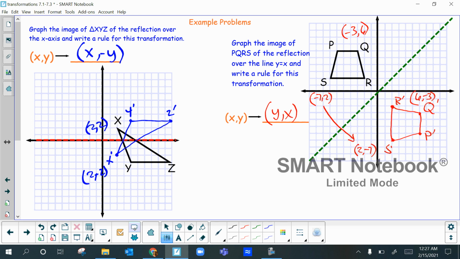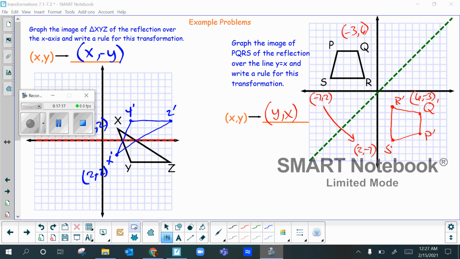And that is it for transformation rules. So you'll have to be able to come up with your own rules on the homework.